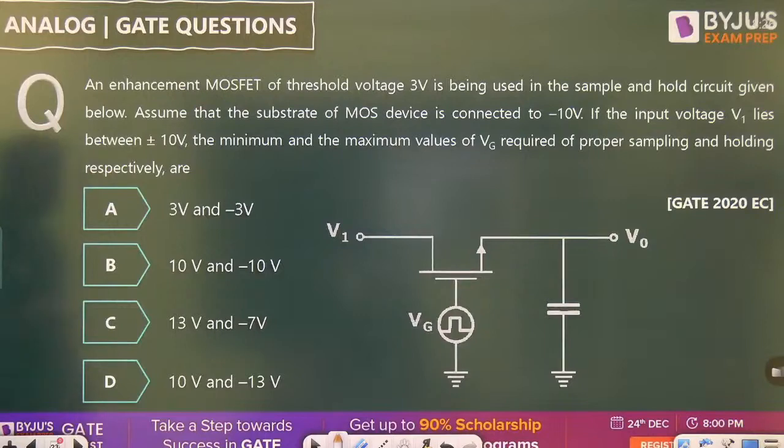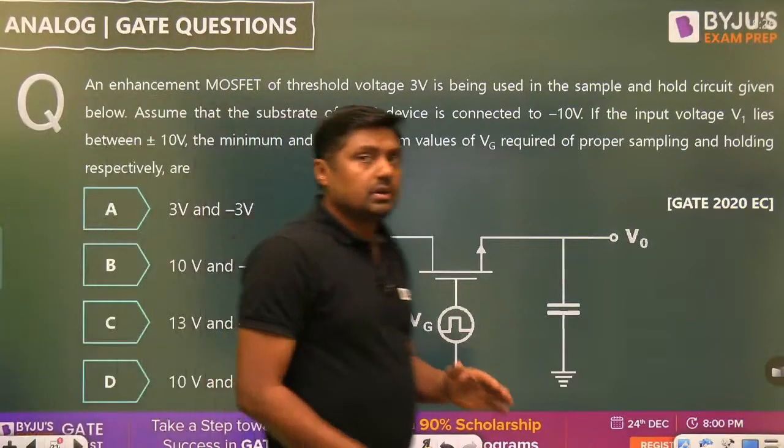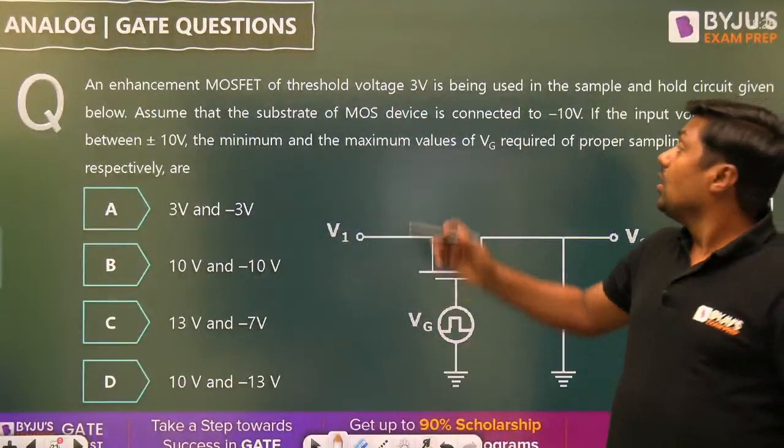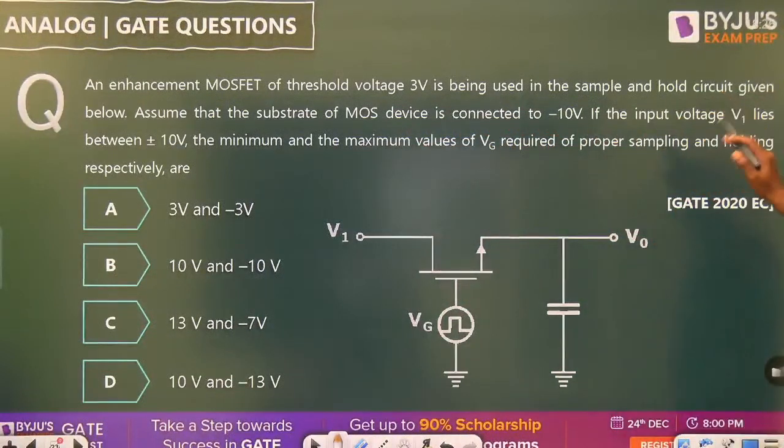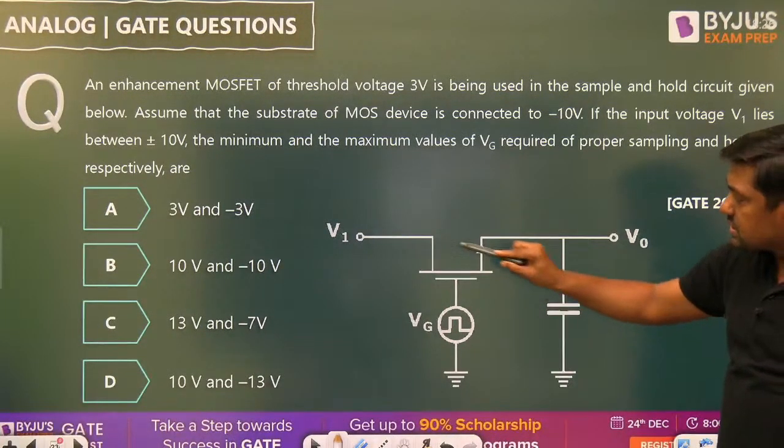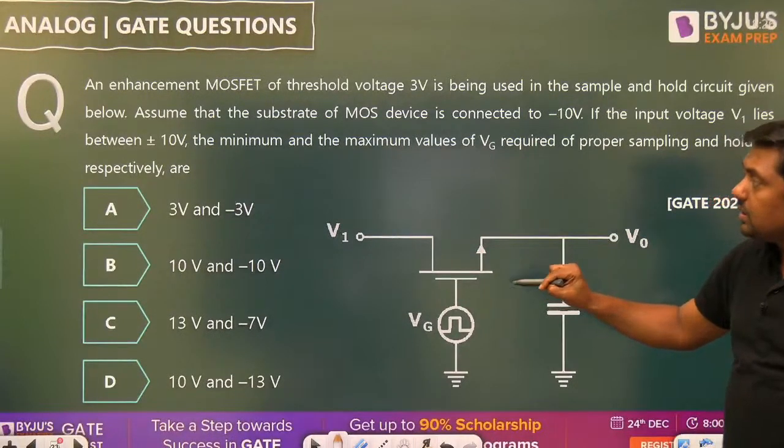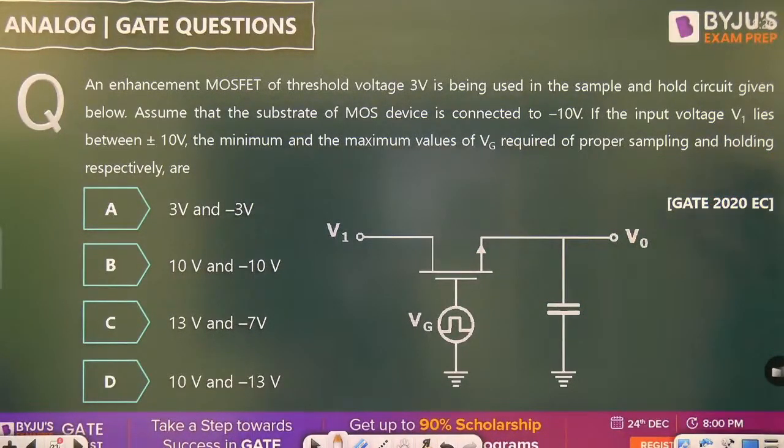Now, an enhancement MOSFET of threshold voltage 3 volt is being used in the sample and hold circuit given below. This is a sample and hold circuit. Here we are using the switch. This is the MOSFET acting as a switch, right? It is also called chopper. This is better than what? BJT.